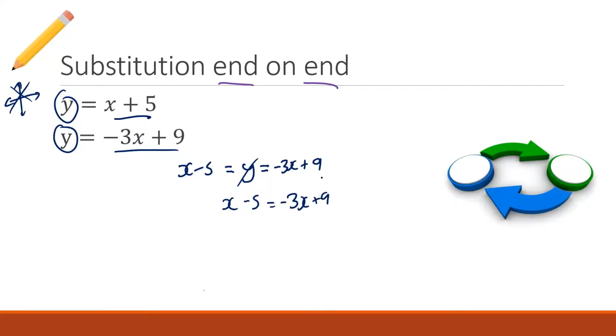And that's why I refer to it as end on end, because essentially you're just pushing those two equations together and connecting them pretty much like Lego pieces. And once they're connected like Lego pieces, you just solve them. We've got x plus 5 equals negative 3x plus 9.